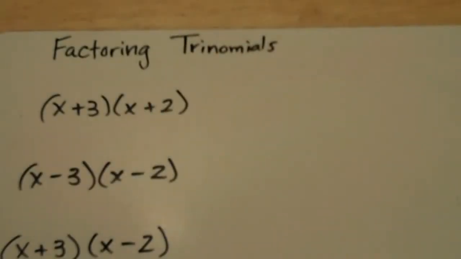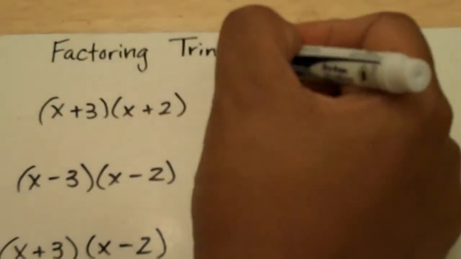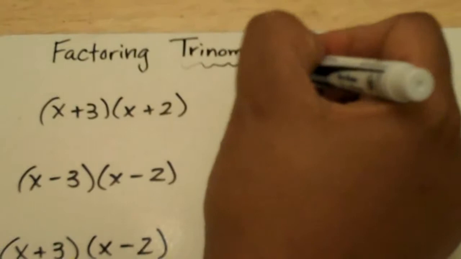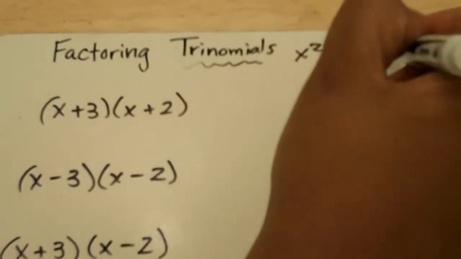Okay, welcome to Factoring Trinomials. Today we're going to review multiplying binomials, which most people know as FOIL. And just to get those words straight, a trinomial just means an expression with three terms, and terms are separated by plus and minuses. So for instance, a trinomial can be x squared plus 3x minus 4.